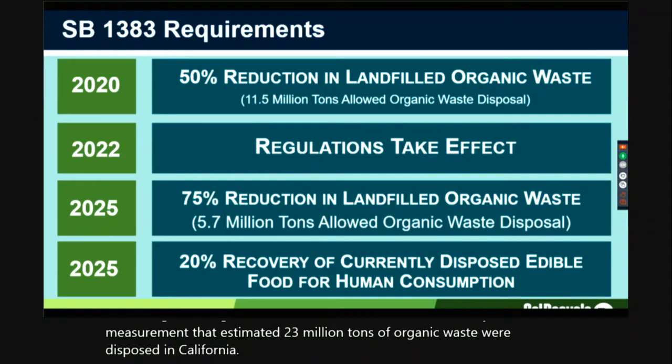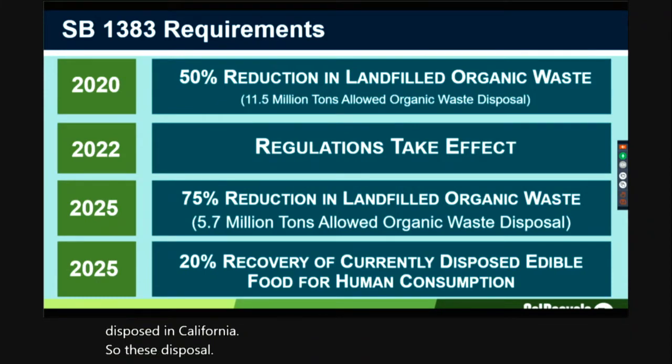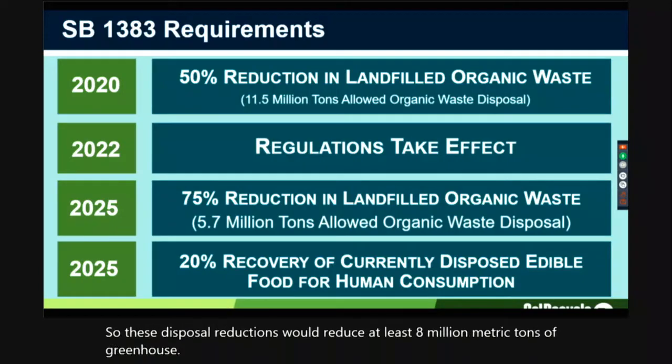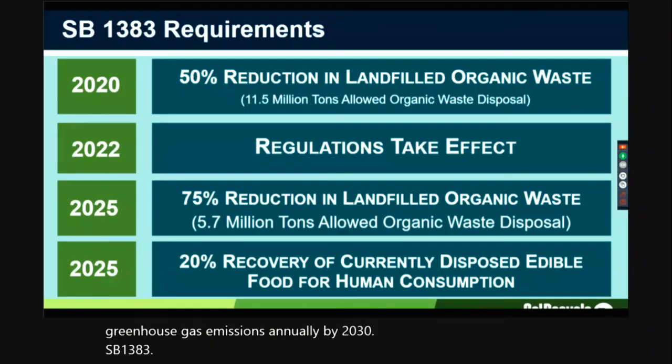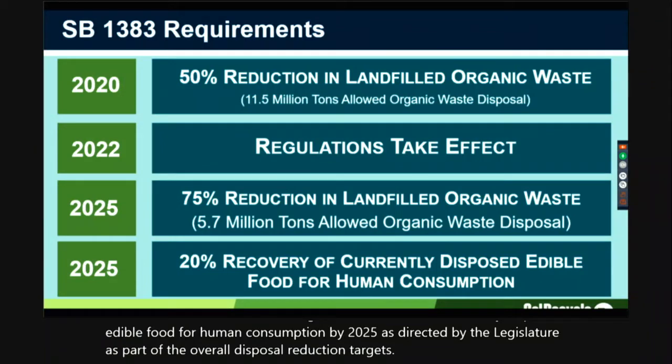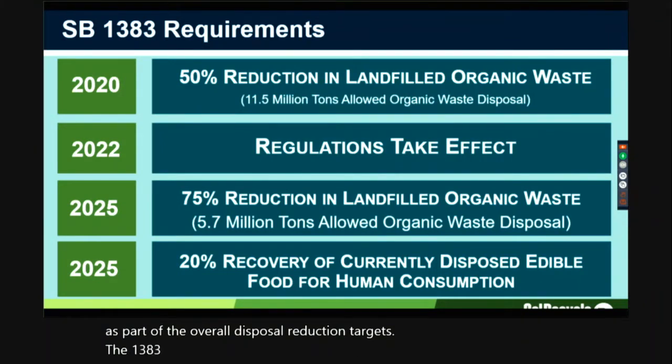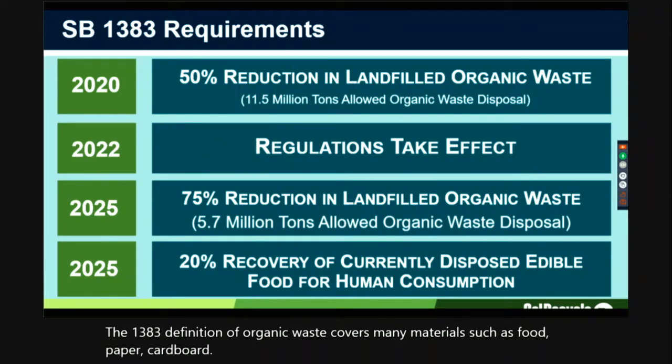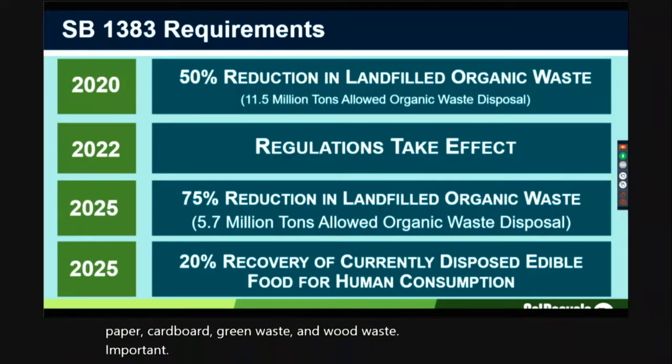So these disposal reductions would reduce at least 8 million metric tons of greenhouse gas emissions annually by 2030. SB 1383 establishes an additional goal to recover 20% of currently disposed edible food for human consumption by 2025, as directed by the legislature as part of the overall disposal reduction targets. The 1383 definition of organic waste covers many materials such as food, paper, cardboard, green waste, and wood waste. Important to note that the regulations take effect in 2022.